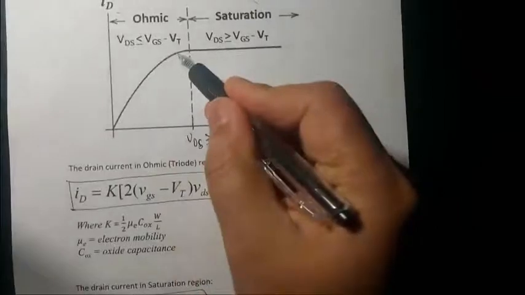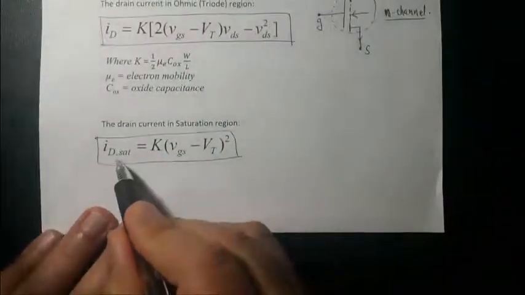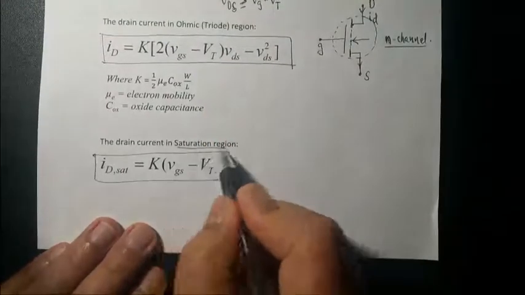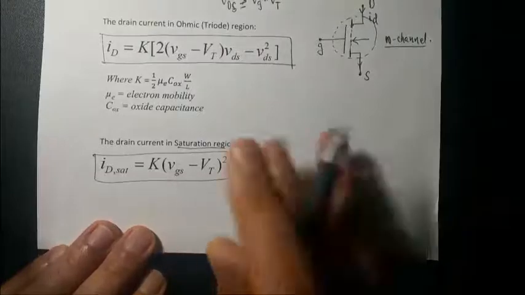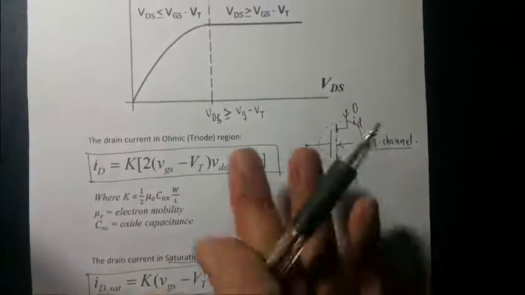So there are two drain current formulas actually. One is in the linear, ohmic region. One is in the saturation region, and you can clearly see that in the saturation region the drain current just depends on the gate source voltage, not the VDS. Okay, that's the thing you have to know. So these are the main formulas.